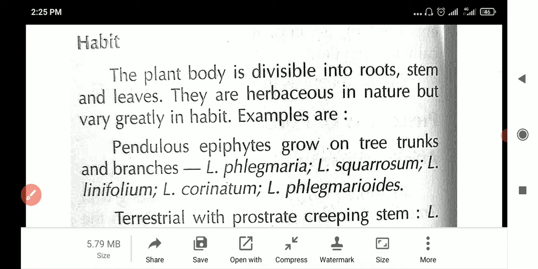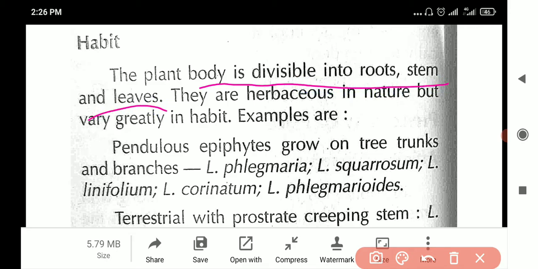Now let's look at the habit. When we talk about the habit, it means when you look at it, how does it appear? When I look at a girl, if I ask about her habit, it means is she short, fat, tall, thin? So when we look at the plant, we see that the body is divisible into roots, stems, and leaves, which means it is differentiated.